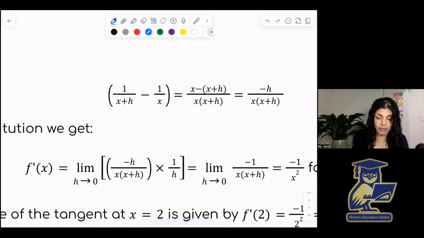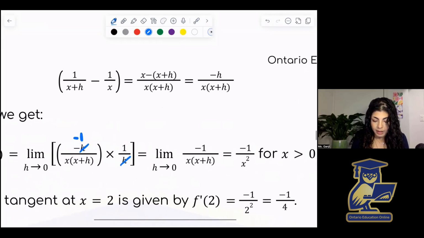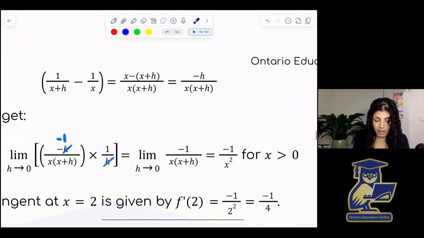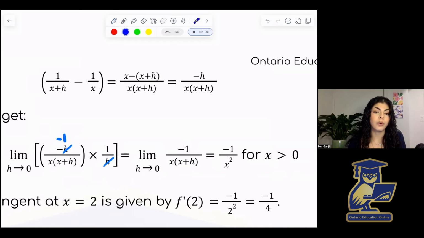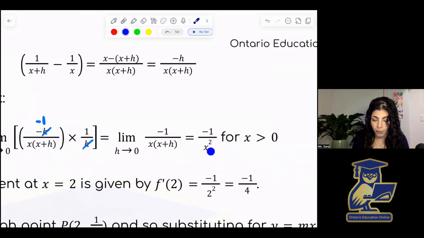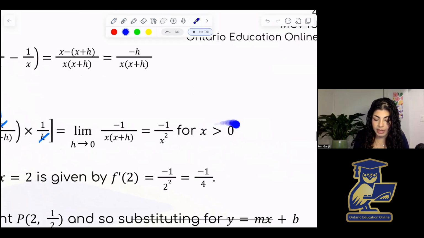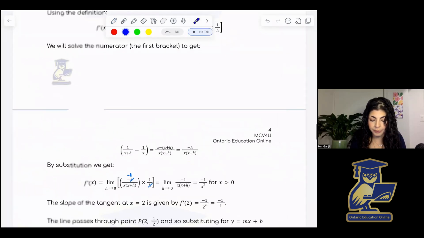So now going back to our limit, or our derivative, this is the new expression for our numerator, negative h over x times x plus h. And now the h that was giving our indeterminate case is gone, and we're just left with negative 1. Now, looking at h approaches 0, I can solve through substitution, and it's not going to give me an indeterminate case, and I'm left with negative 1 over x squared.